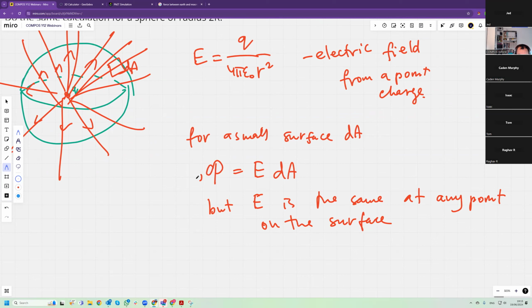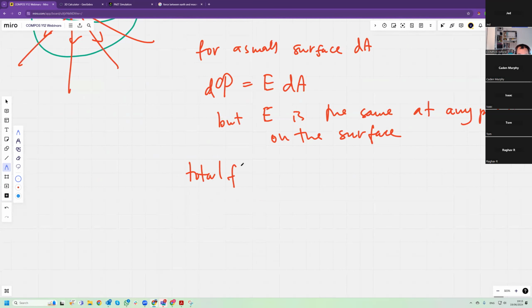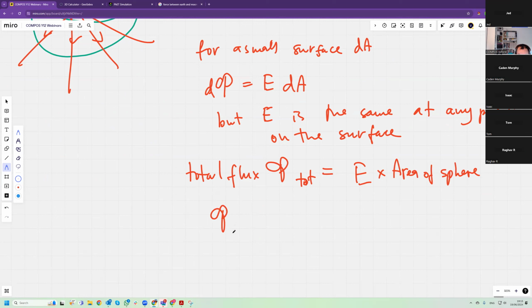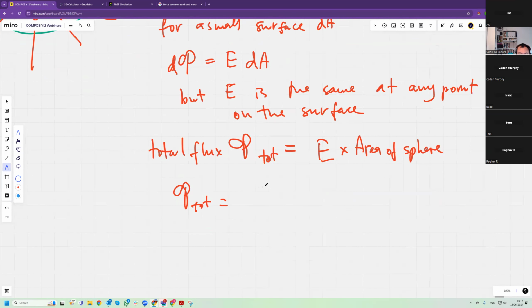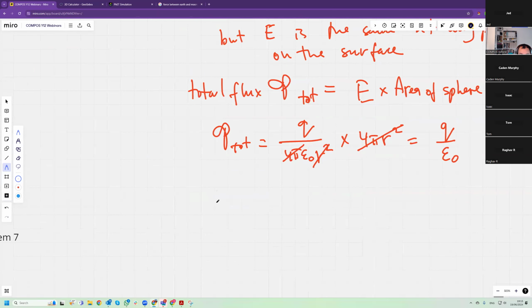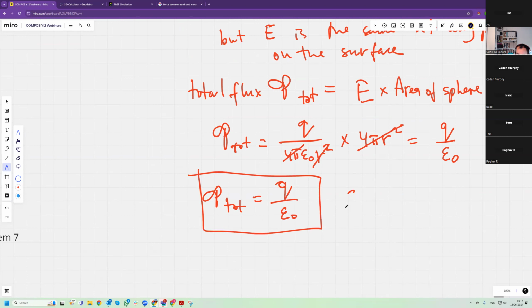So if I want to find the total flux, phi total is going to be equal to E multiplied by the area of the sphere. So phi total is going to be E, so that's Q divided by 4 pi epsilon naught r squared, multiplied by the area of a sphere, and the area of a sphere is 4 pi r squared. Which is equal to Q over epsilon naught. And this is Gauss's law.